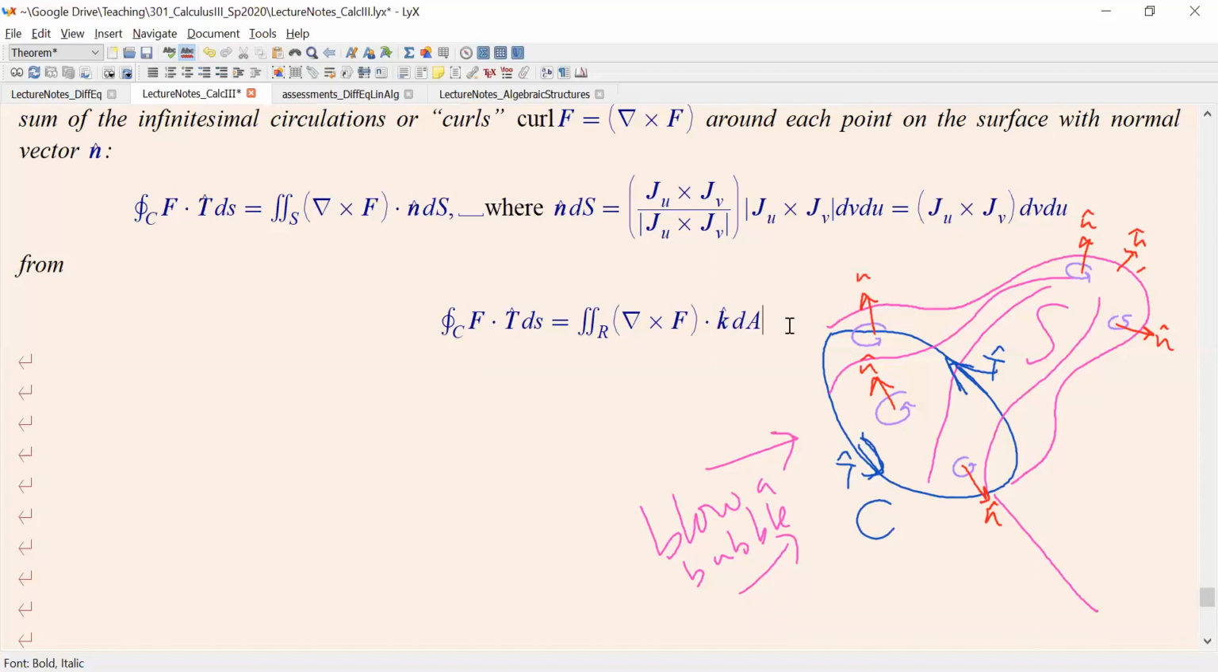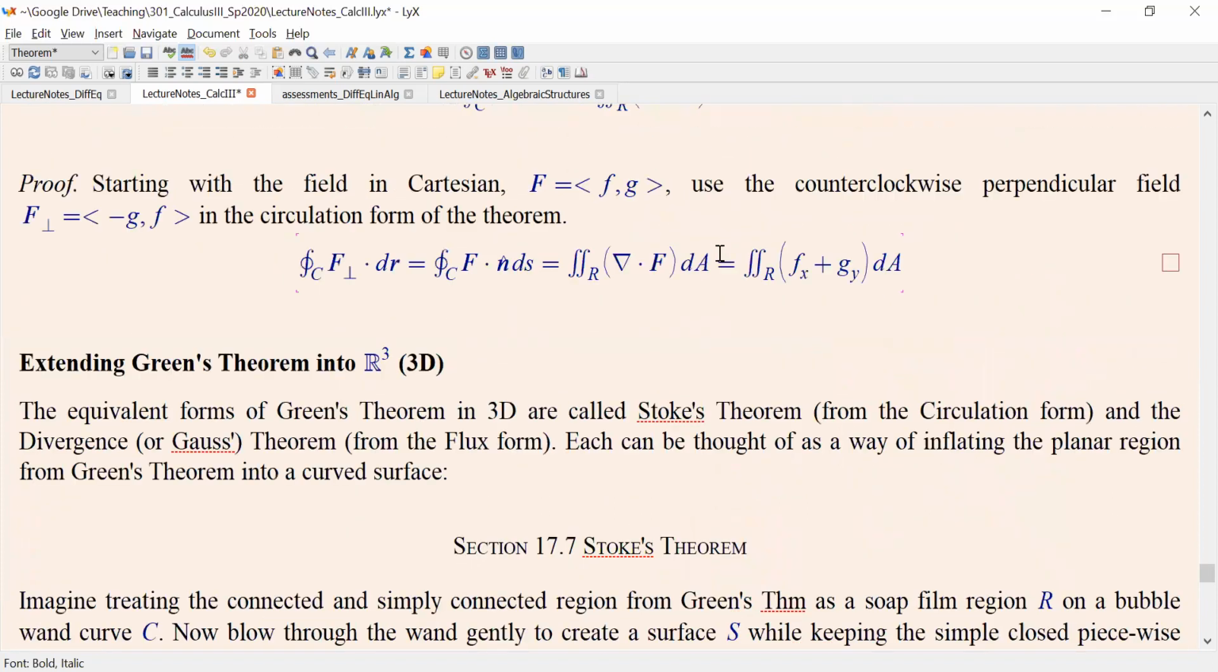Now, what happens when that bubble actually forms from the surface that is extending from this bubble wand? Well, at that moment, the surface becomes closed. And we no longer have a bounding curve of the surface, but the surface itself becomes a bounding surface. And that leads us to the divergence theorem. So I'm going to clear this up and move on to the second form of Green's theorem, which I'll copy from above here.